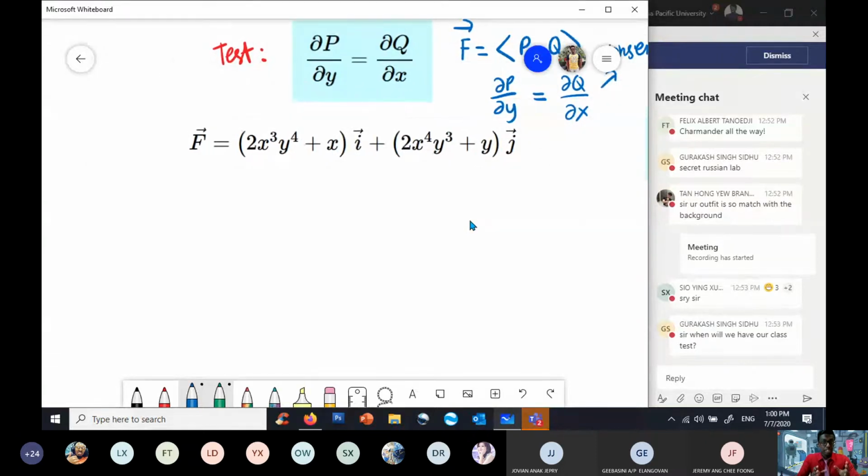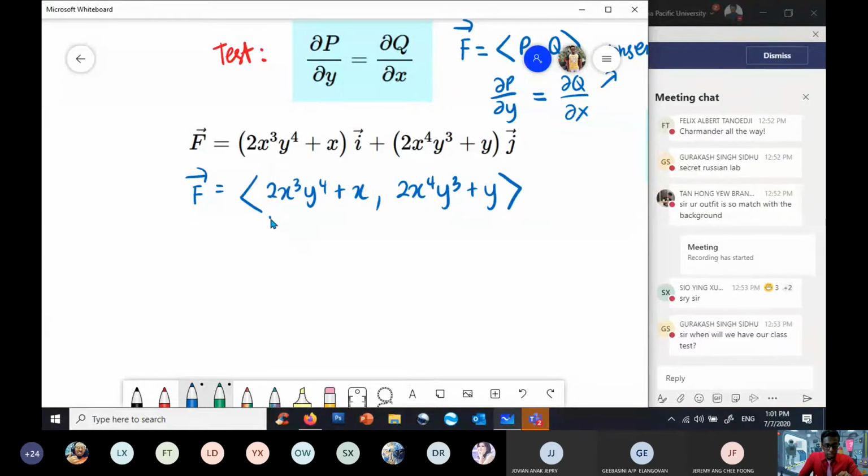So I have a vector function with me right now. I do not prefer to write it in this way, but the online website that I took the example from, they write it in this form. So let me write it in a form that I prefer. So you have 2x³y⁴ plus x, and the second component is 2x⁴y³ plus y. Okay, I prefer this. So once you have the vector in this notation, the first part is what we identify as the P. The second part is what we identify as the Q.